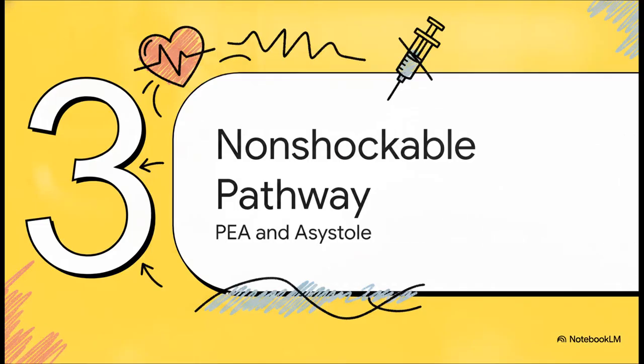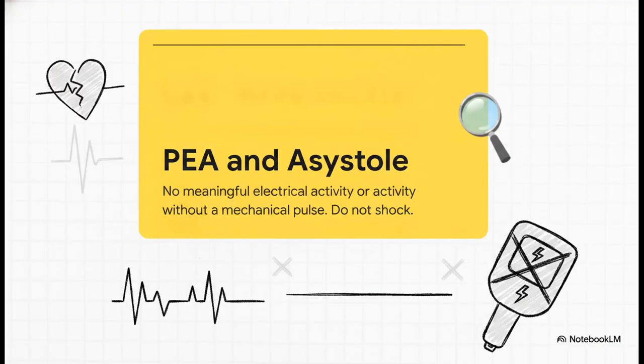All right, Section 3, the non-shockable rhythm pathway. This covers PEA and asystole. This lower row is for pulseless electrical activity, or PEA, and asystole. PEA means you can actually see electrical activity on the monitor, but the patient has no pulse and no effective mechanical circulation. Asystole? That means flatline, absolutely no meaningful ventricular electrical activity.